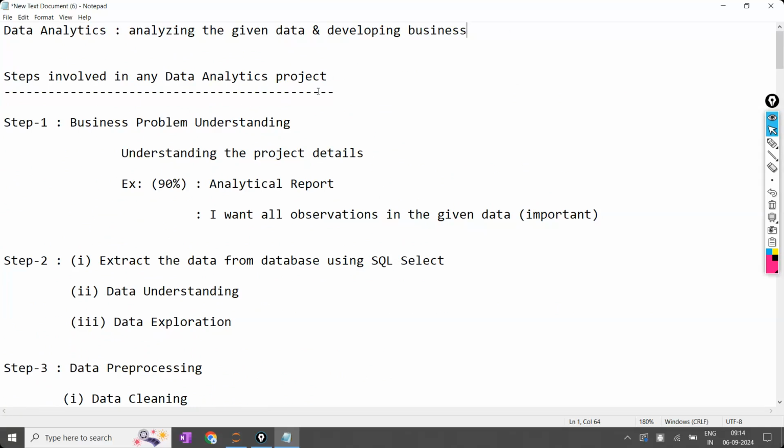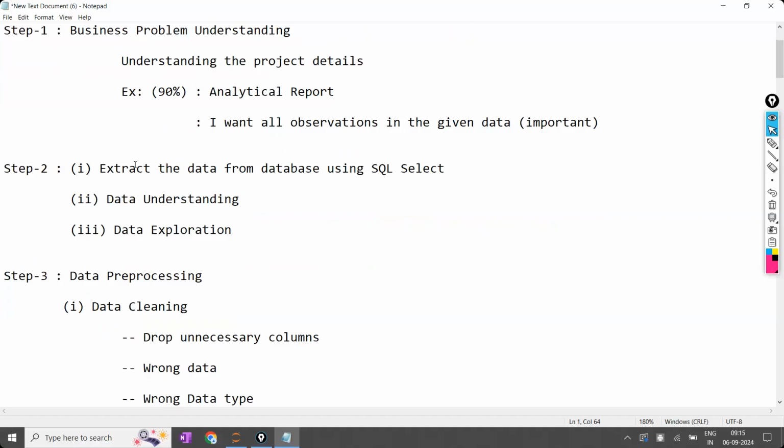And what are the steps involved in a data analytics project, we have also discussed. The first one is business problem understanding. First, we have to understand what the project is about and what they're exactly looking for. In 90% of the cases, they will ask for the analytical report. Whatever analysis we have made, they want all the important observations you have made in the given data.